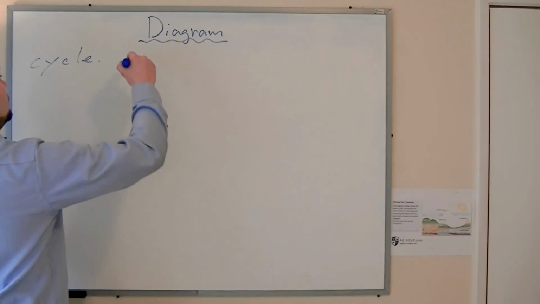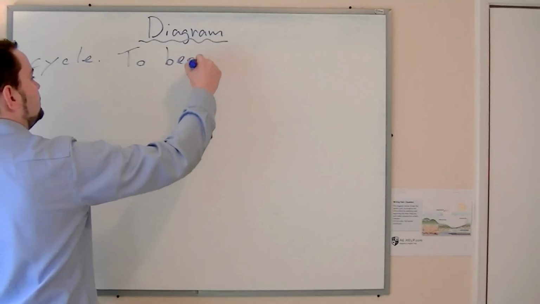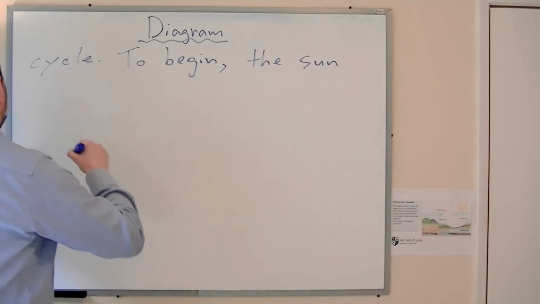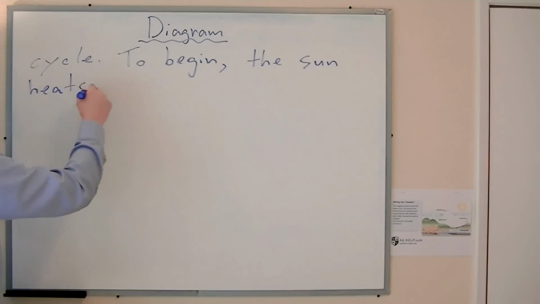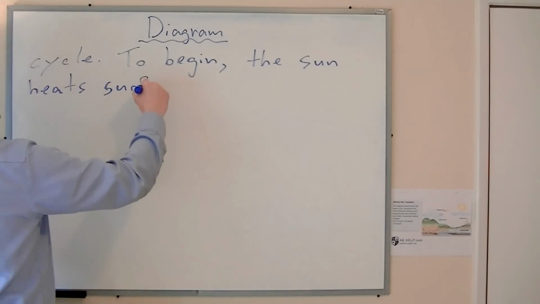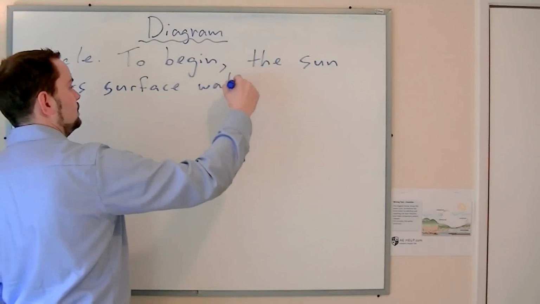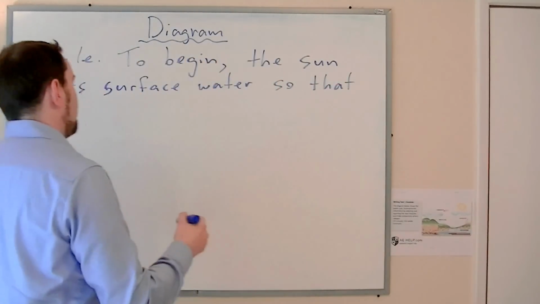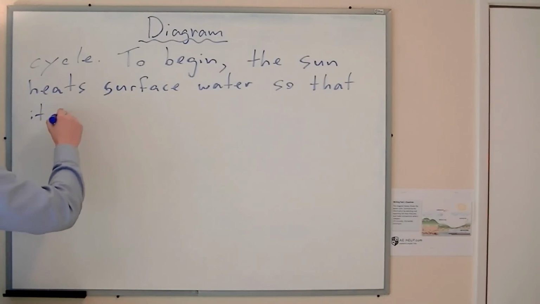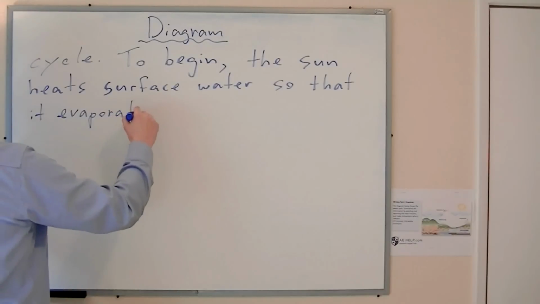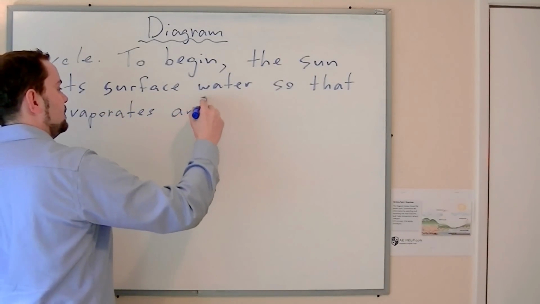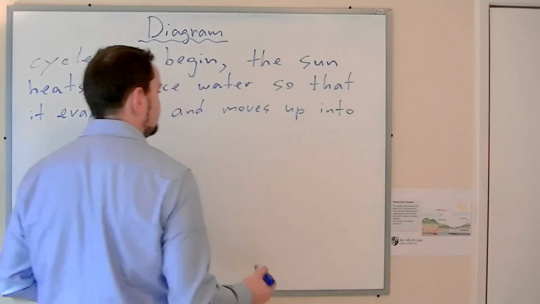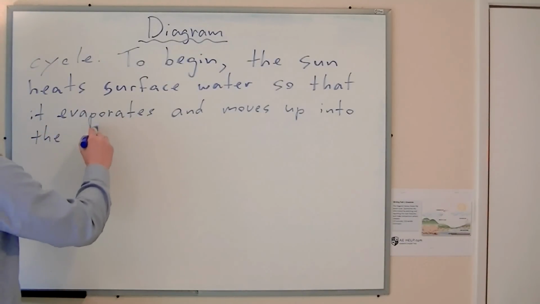So. To begin, the sun heats surface water so that it evaporates and moves up into the atmosphere.